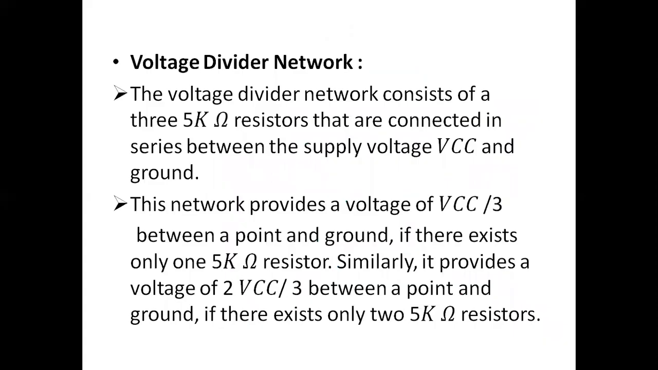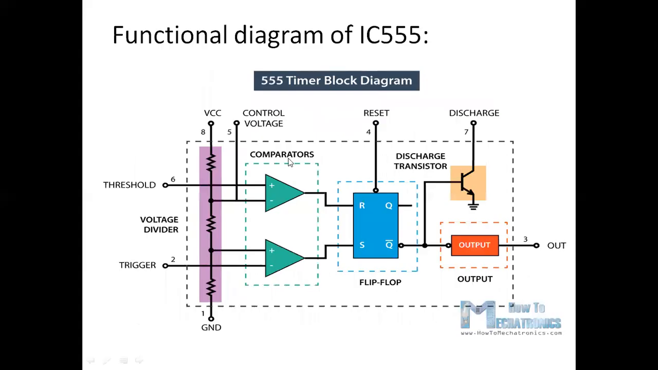The first one is the voltage divider. IC555 consists of a voltage divider, which consists of three 5 kilo ohm resistors connected in series between the supply voltage and ground. So here we have the voltage divider network with three resistances, which are 5 kilo ohms each.